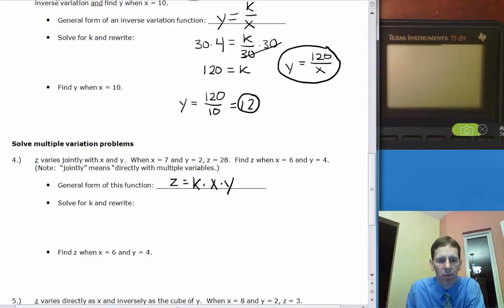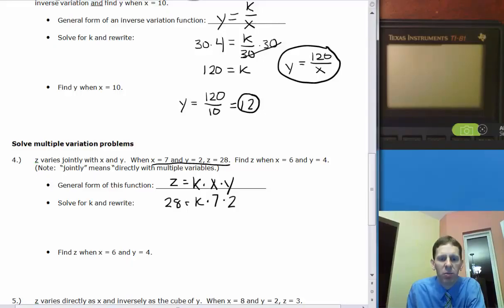Solve for k and rewrite. So we have this series of different values that we're going to evaluate here. X equals 7, y equals 2, z equals 28, and we'll try to solve for k. Again, this really shouldn't be too bad.